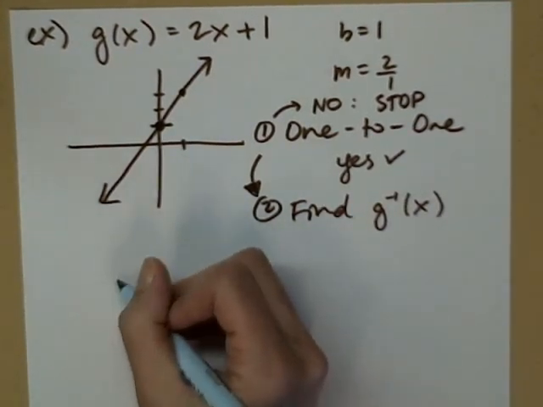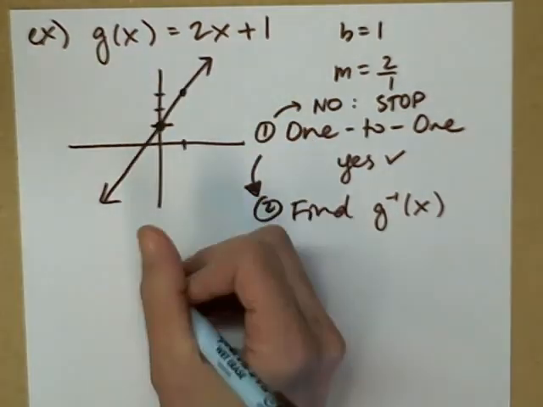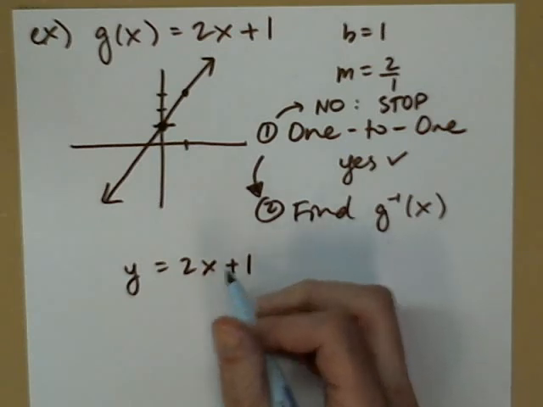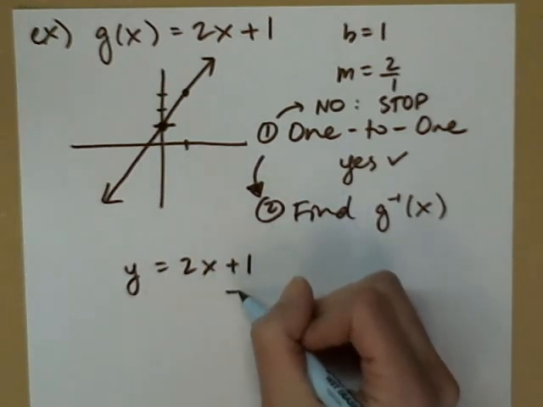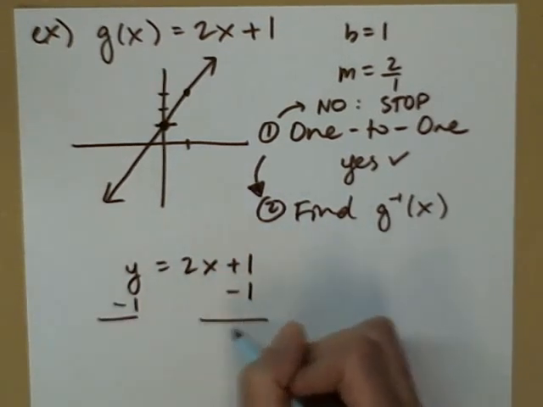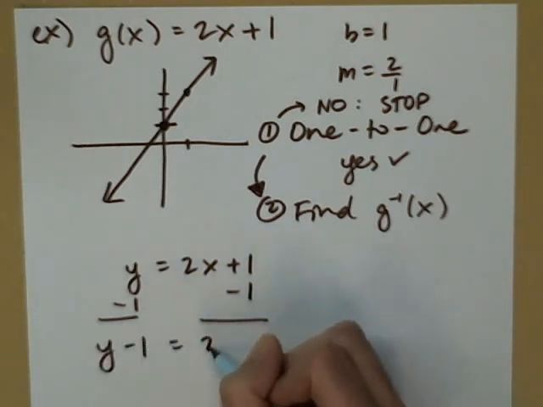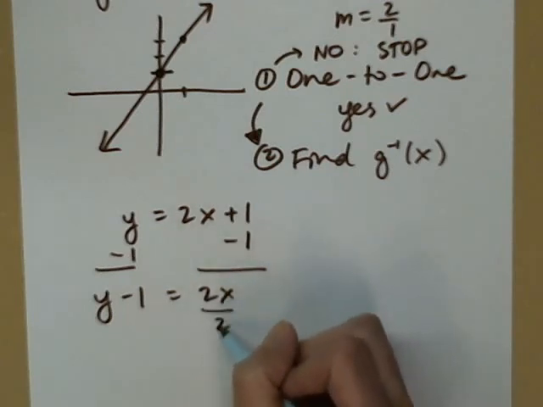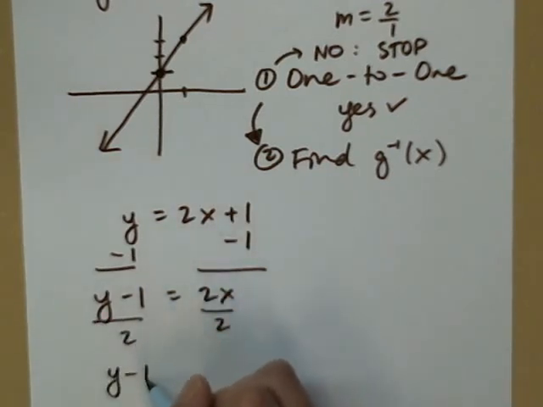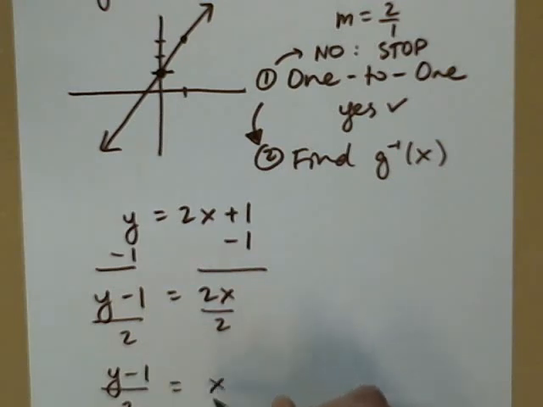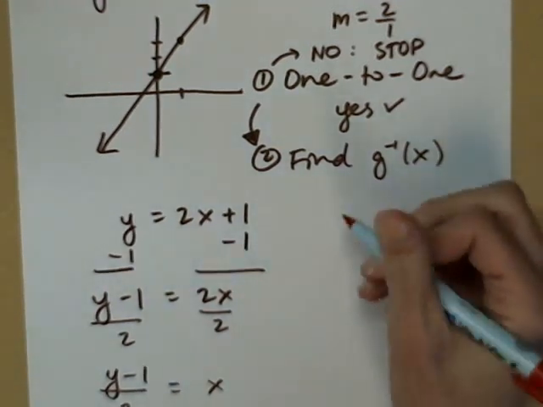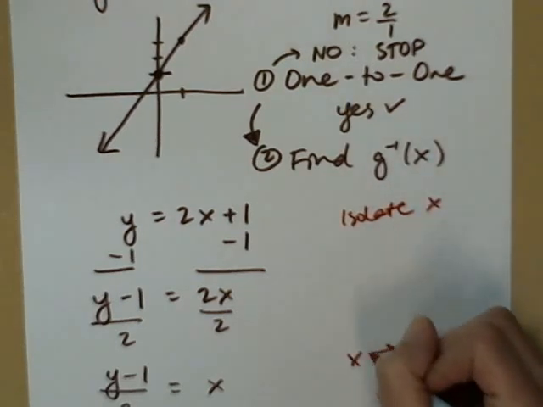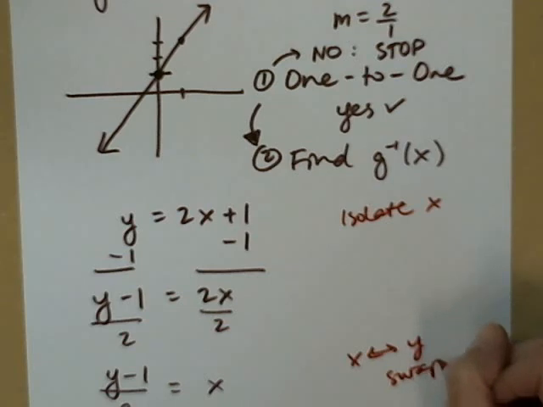Let's see, we've got g of x equals 2x plus 1. I'm going to call this y instead. So y is equal to 2x plus 1. And I'm going to isolate that x. So I subtract 1. y minus 1 equals 2x. I'm isolating the x, or undoing what happened to the x. And I divide by 2 next. y minus 1 divided by 2 is equal to x. And then I do that x-y swap. So as a review, I isolate the x first, and now I'll do my x, y swap.